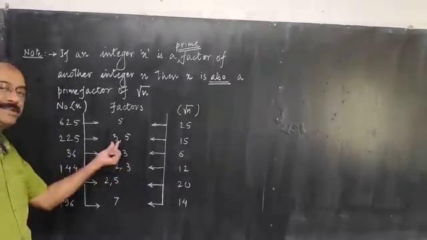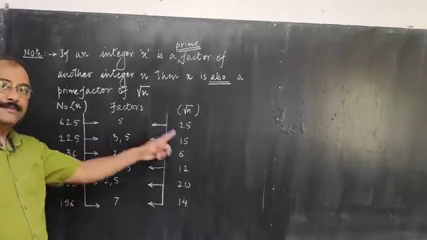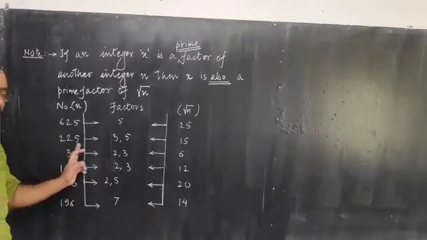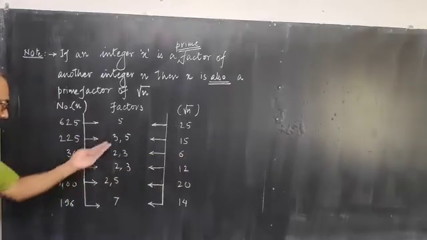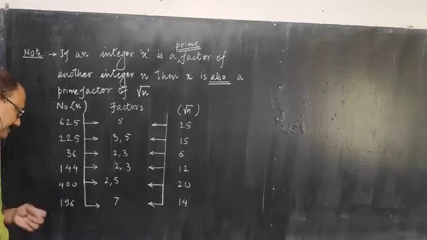That means if a number is a factor of another integer, then that number is also a factor of the square root. 5 is also a factor of 225. 5 is a factor of the square root of 225, that is 15. Here also, let me take 144.